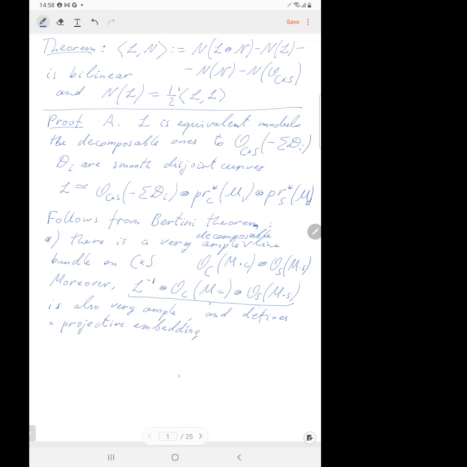Yeah, let's denote this line bundle, well, I'm short of names, maybe now n, something like this. So our surface C times S into the projectivization of global sections with coefficients in this line bundle dual.